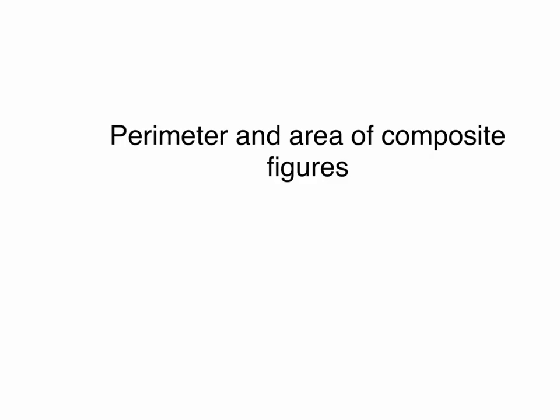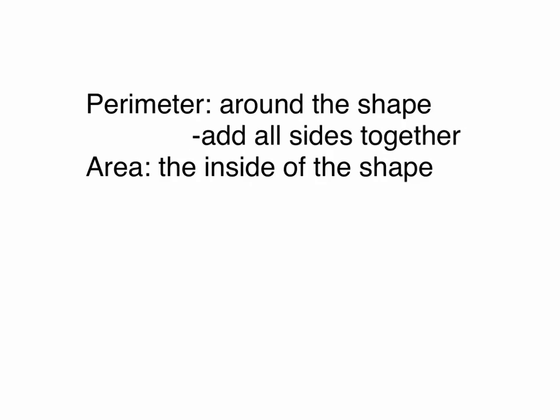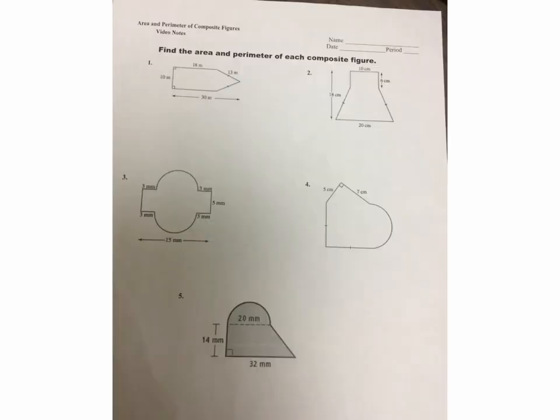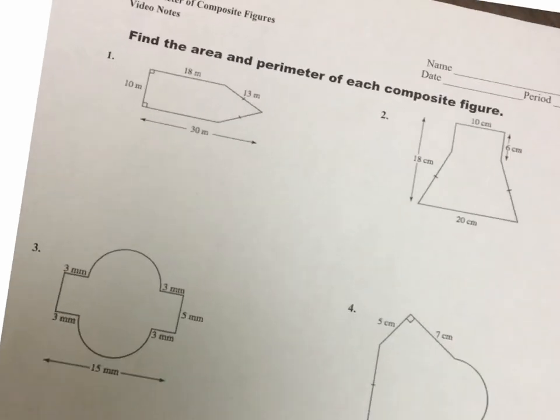Today we're going to talk about perimeter and area of composite figures. First of all, perimeter is around the shape. You add all the outside sides together, and then area is inside the shape, or the measurement inside. We're going to find the area and perimeter of each composite figure.